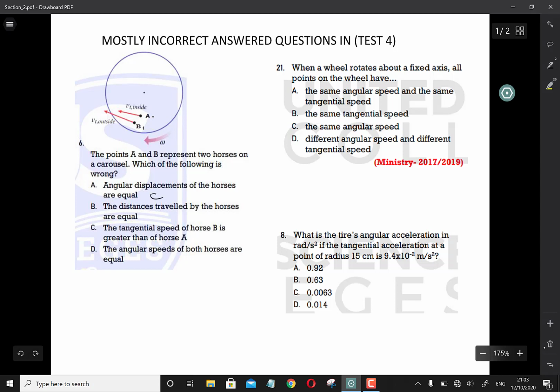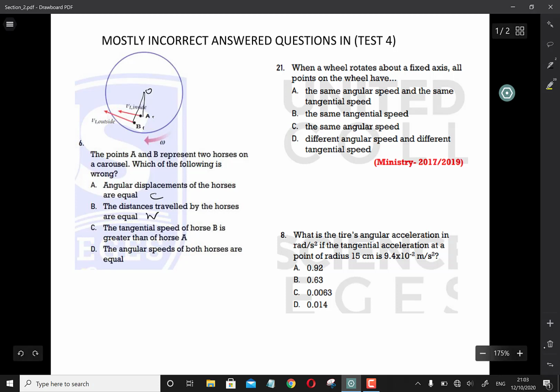B. The distance traveled by the horses is equal. This is impossible because the distance traveled by the horses is different, because the horses are at different distances to the axis of rotation. The horse outside travels a longer distance than the horse inside. This is incorrect. This is wrong.